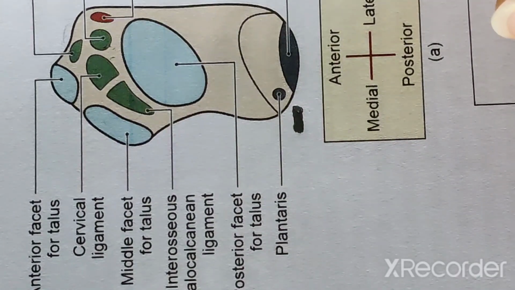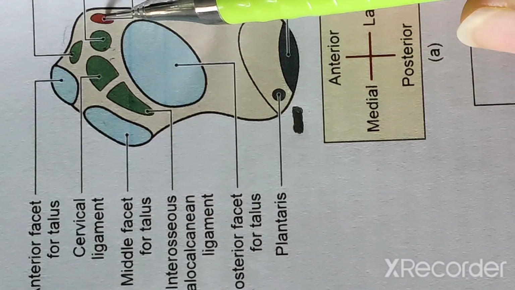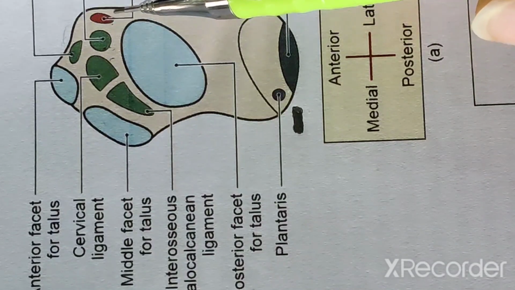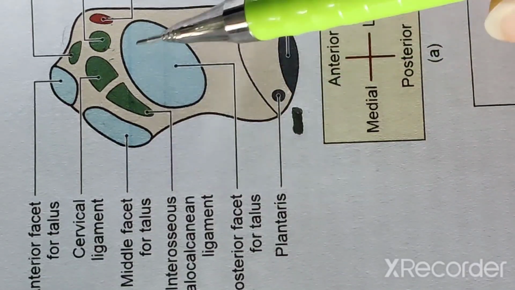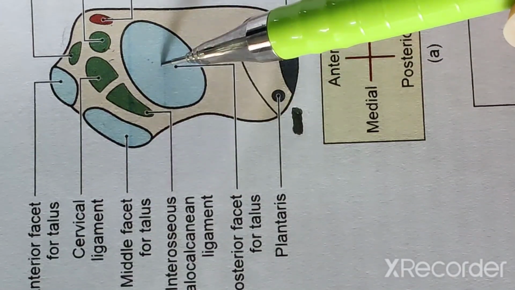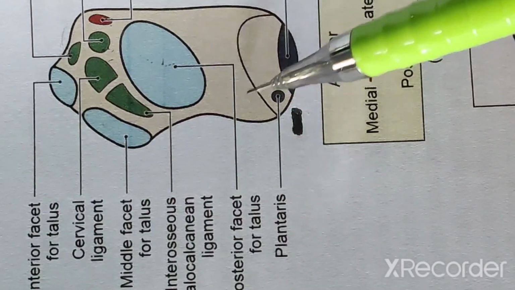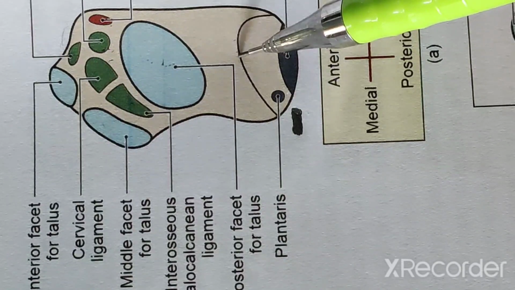Then just lateral to it we have the origin of extensor digitorum brevis muscle. So this is the origin of extensor digitorum brevis. Then just behind this, on the middle 1/3, here we have the posterior facet. This is the posterior facet for the talus, and this is the posterior 1/3 part on the superior surface, which is occupied by the fibrofatty tissue.